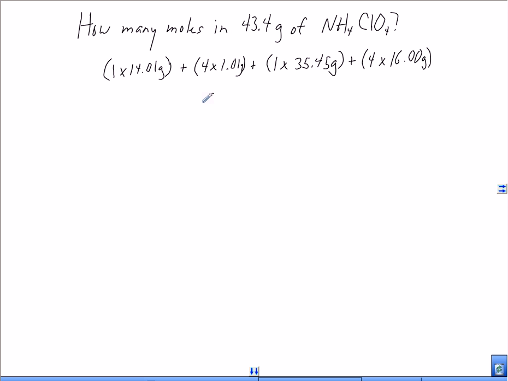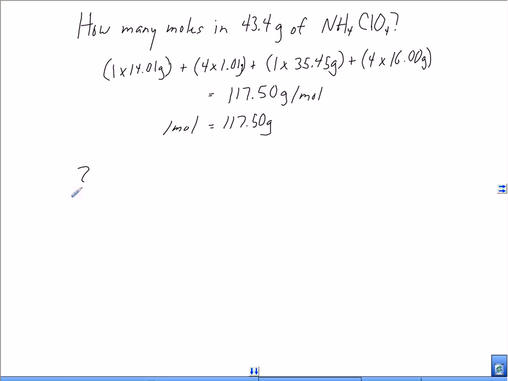And I'm going to sum all that up, multiply it out, and add everything up, and we end up with 117.50 grams per mole. So basically that means that for me to have 1 mole of ammonium perchlorate, I would need 117.5 grams. Alright, so that's going to be our conversion factor that we're going to need for the problem.